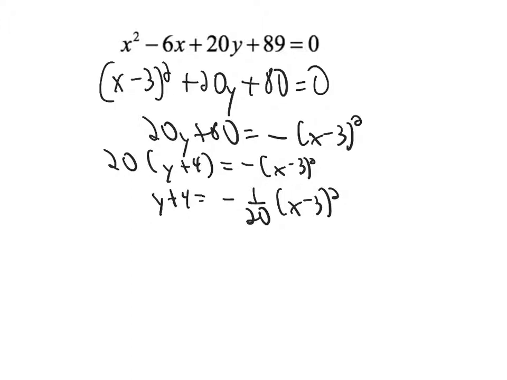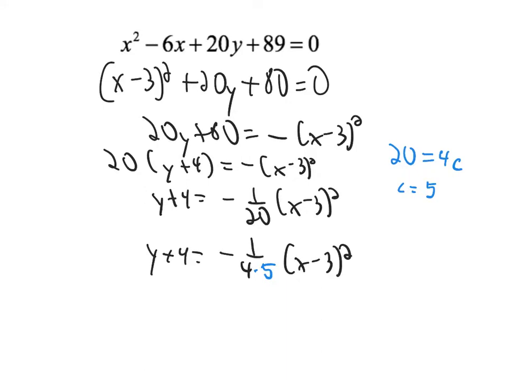Traditionally, what we do also, though, is to remember that the 20 is the same as 4 times our focal length. So our focal length is 5, and so we might really rewrite this as y plus 4 equals minus 1 over 4 times 5 times x minus 3 squared. And now we're in standard form with everything spelled out. So we're done.